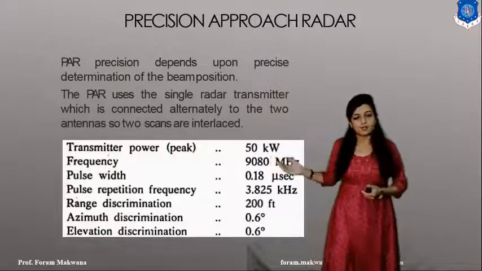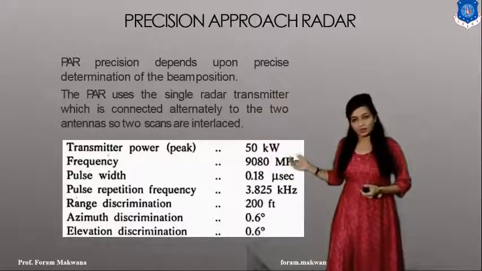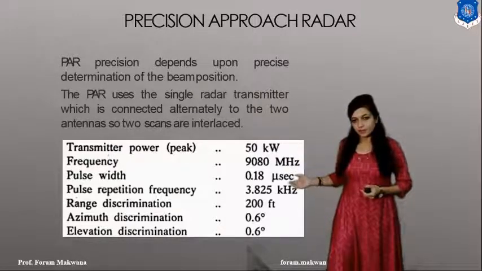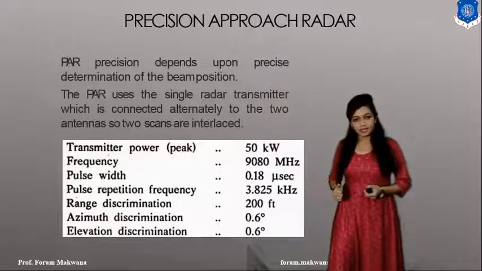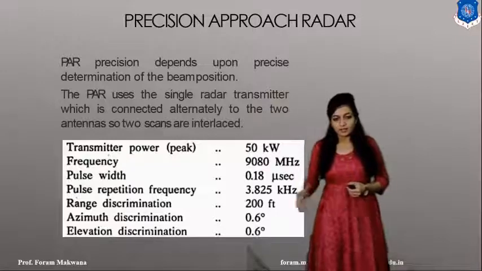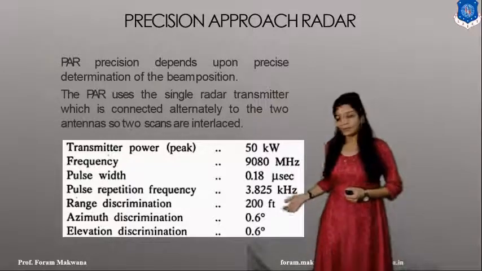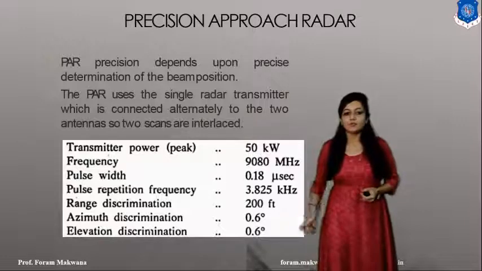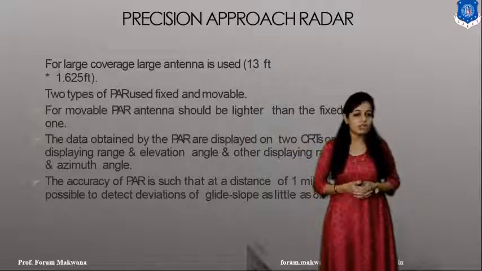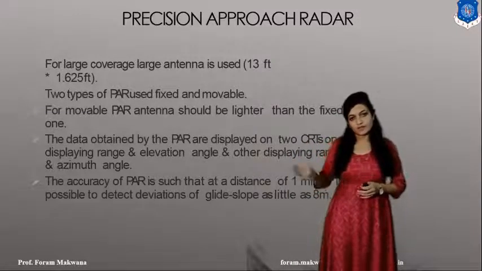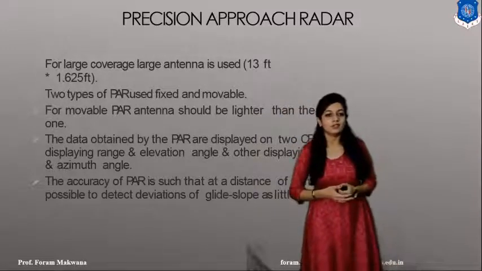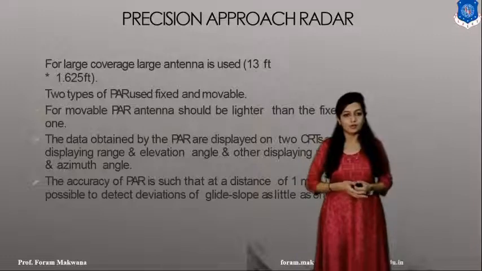So for the precision approach radar, the peak power is 50 kilowatts, frequency is 9080 megahertz, pulse width is 0.18 microsecond, PRF is around 3.825 kilohertz, and the range that we can determine is from 200 feet. Azimuth and elevation angle is 0.6 degree, right? For the large coverage, a large antenna is going to be used, which has dimensions of 13 feet by 1.625 feet, height, length and width of the antenna.